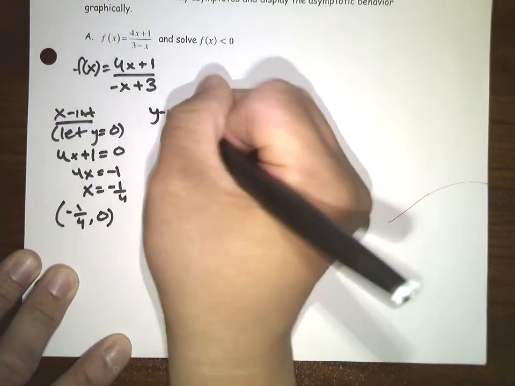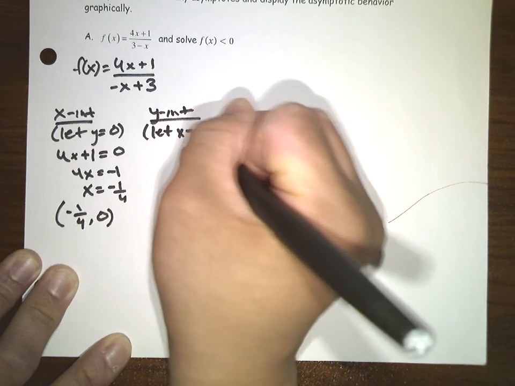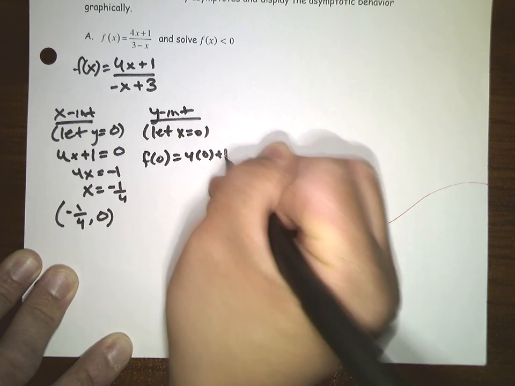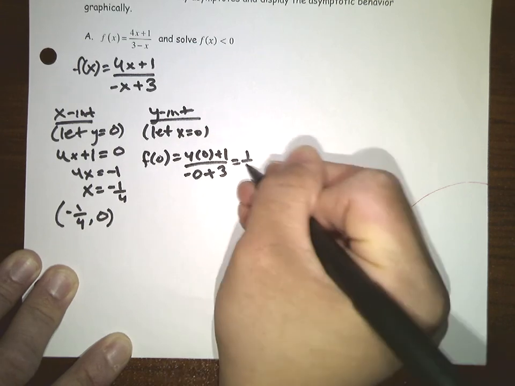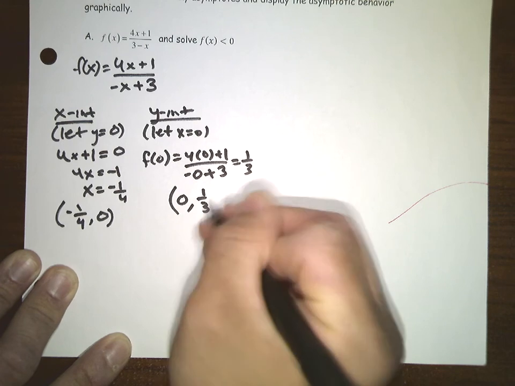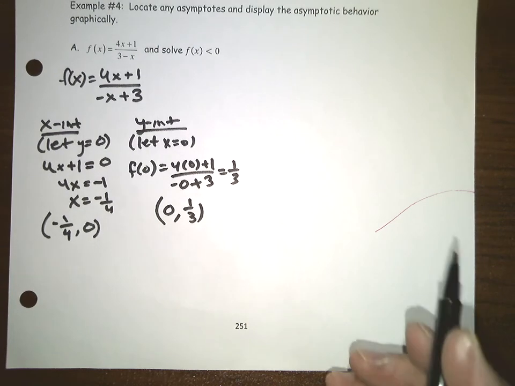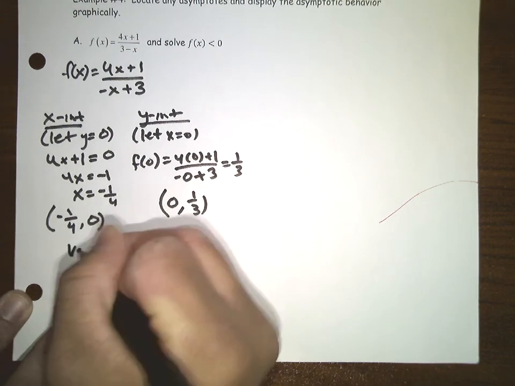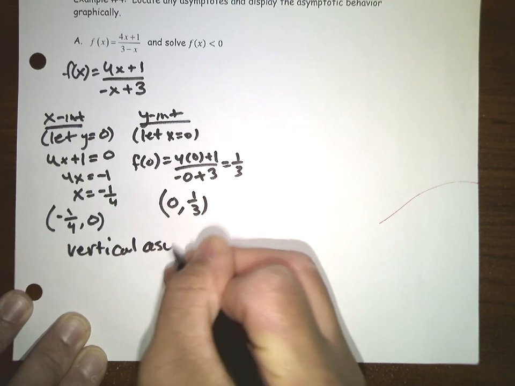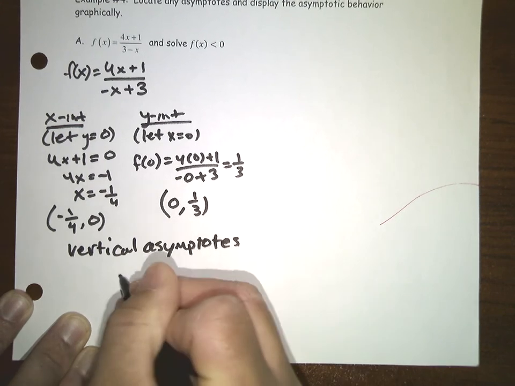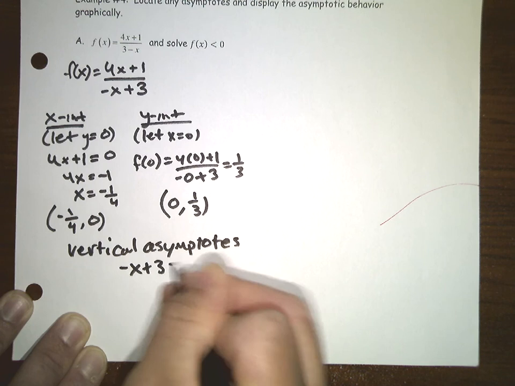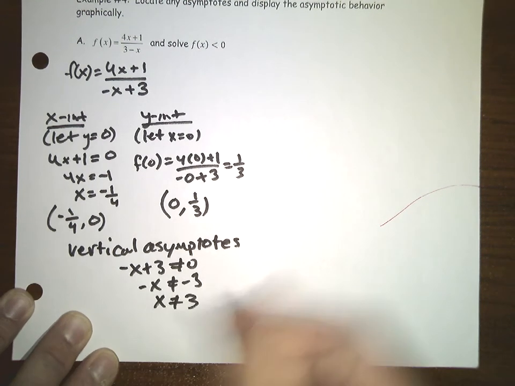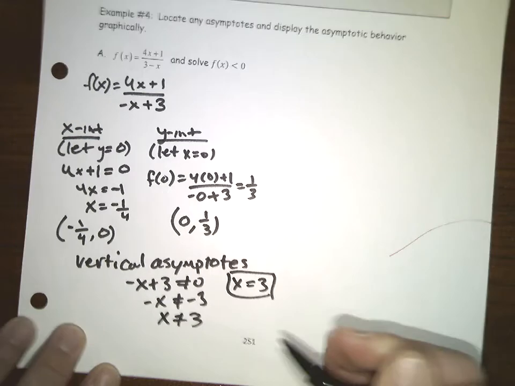Then if I want the y-intercept, I can let x equal 0. So f of 0 is 4 times 0 plus 1 over negative 0 plus 3. So that's 1 over 3. So this is 0, 1 over 3. All right, so that's it. Now I find the vertical asymptotes. I know that the denominator cannot equal 0, so negative x plus 3 cannot equal 0, negative x cannot equal negative 3, and x cannot equal 3. So x equals 3 is the vertical asymptote.